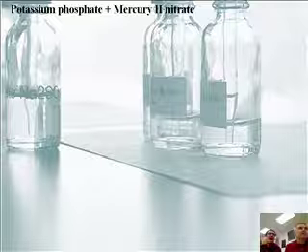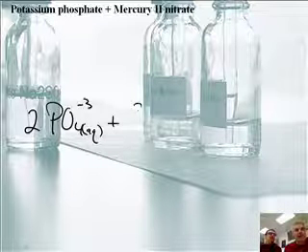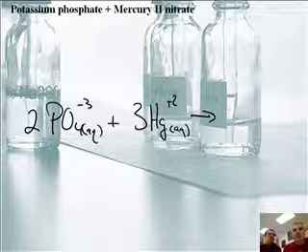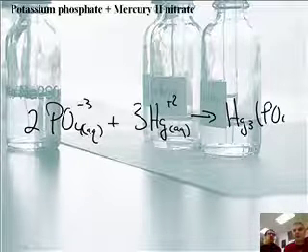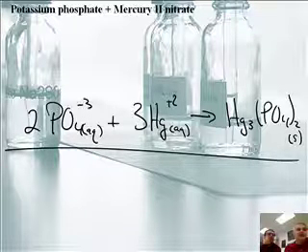What did we have? We had the mercury 2 ion left, and we had the phosphate. How many phosphates? There were 2 phosphates. It's going to be PO4 negative 3, aqueous, and there were 2 of them, plus 3 Hg 2 plus, aqueous, makes Hg3(PO4)2, solid. So that's the final answer.